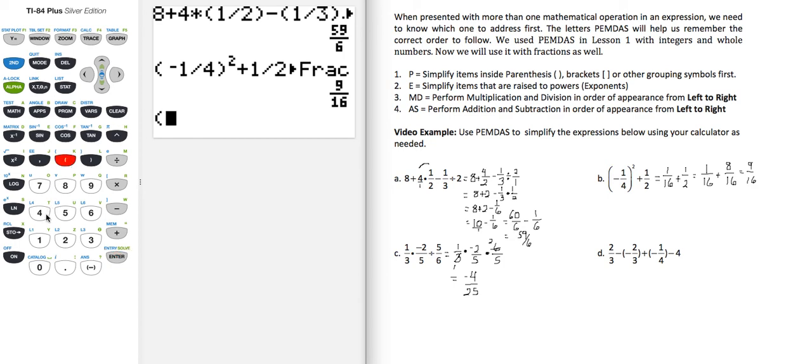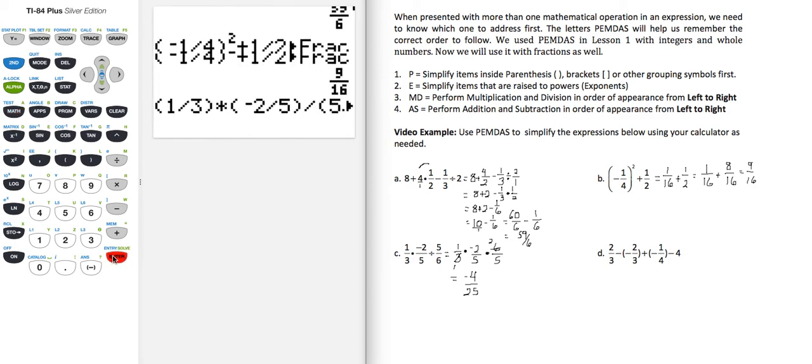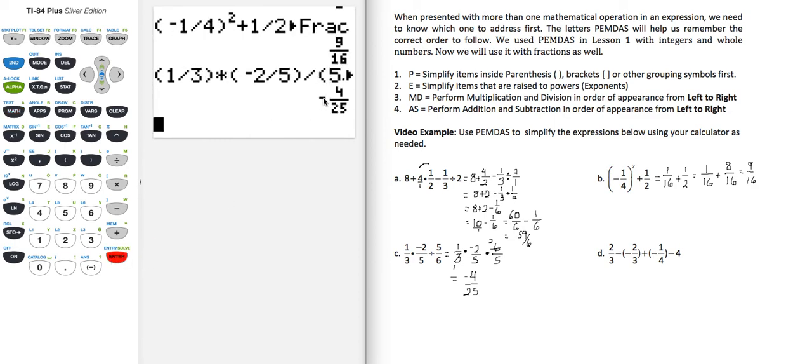Let's double check on the calculator, being very careful with parentheses. I'm going to put all my fractions in parentheses, so 1/3 times parentheses -2/5 parentheses divided by parentheses 5/6, and then I want a fraction as a result, enter, and then enter, verifies -4/25 as a result.